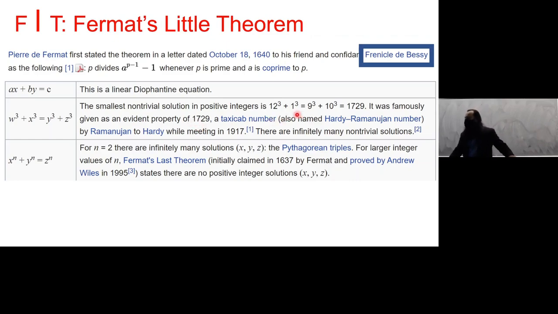You can write it as 12 cubed plus 1 cubed or 9 cubed plus 10 cubed. There's two ways you can write it as a sum of cubes. And so now it's called a taxicab number. That's the taxicab number. In 1917, this happened at the hospital, but Frénicle de Bessy, actually, back in the 1600s, was the first person to realize that 1729 was the smallest taxicab number.